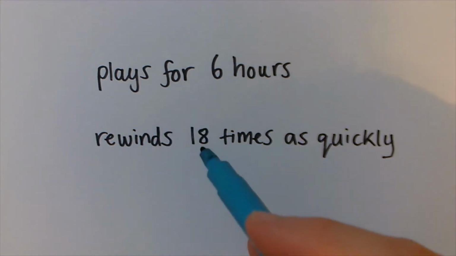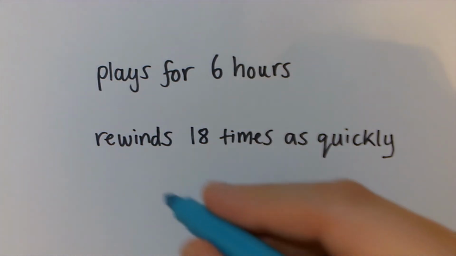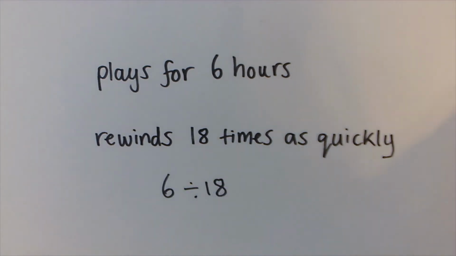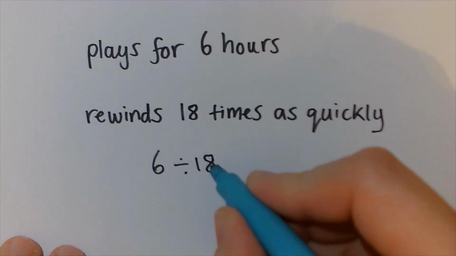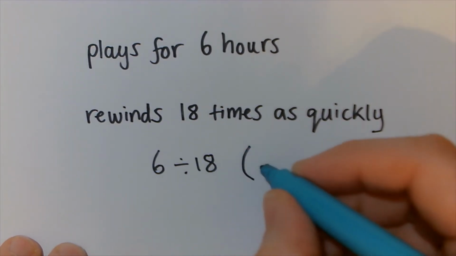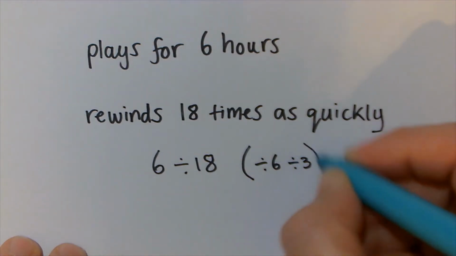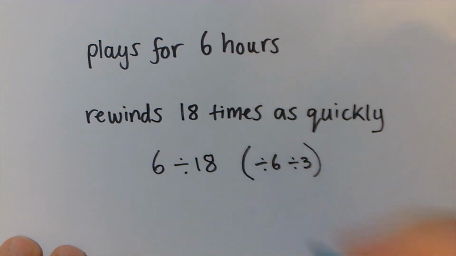Because if it's 18 times as quick, we need to divide 6 by 18. So 6 hours divided by 18. But don't forget, you don't have to divide by 18. A trick is when you're dividing by 18, you can actually divide by 6 and then divide by 3, because 6 times 3 is 18. I could have divided by 2 and 9, because 2 times 9 makes 18.